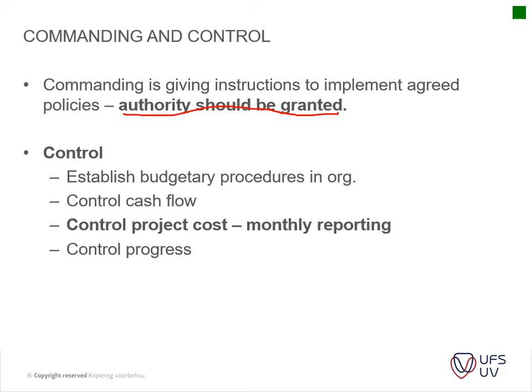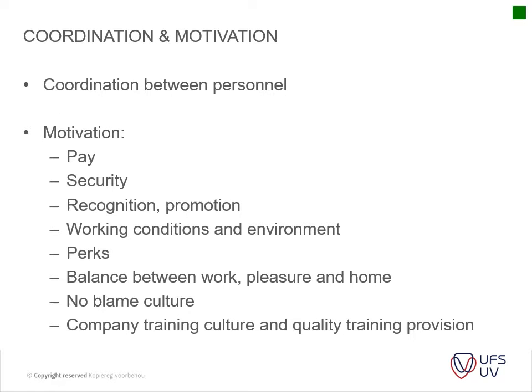Control: control project costs, monthly reporting. Again, this looks at the aspect of the project and not the company. Coordination and motivation: motivation rules you should highlight and know about as well. Coordinate between personnel, and motivation items like pay, security, recognition, promotion, no blame culture, company training, and so on. This relates to the atmosphere within the company.